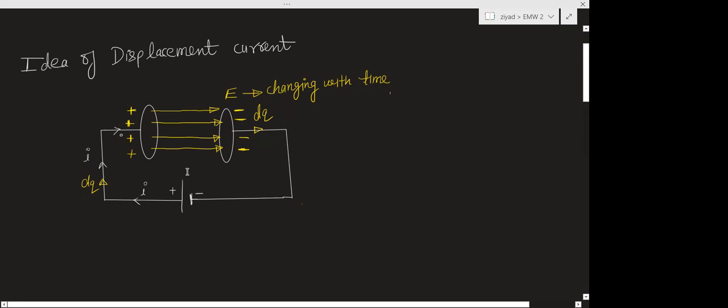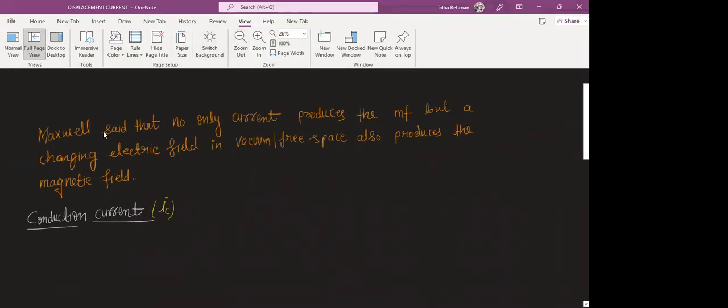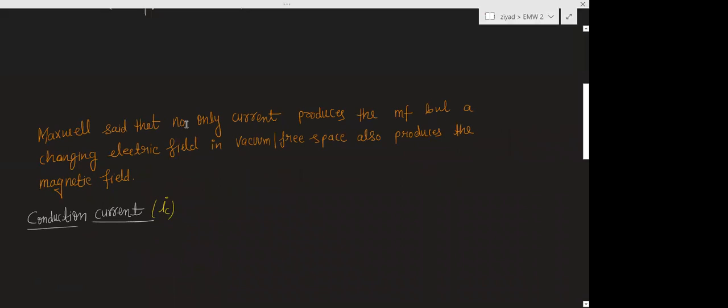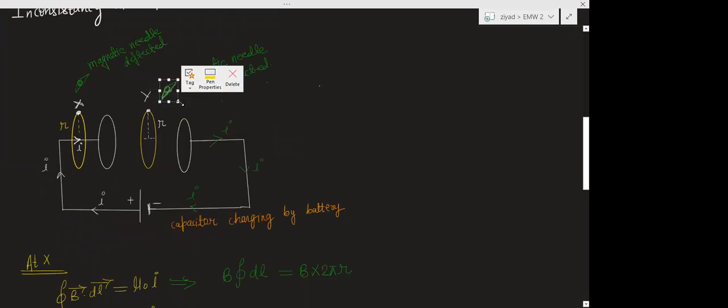After that, what Maxwell said is this: not only current produces the magnetic field, but a changing electric field in vacuum also produces a magnetic field. Now we got the answer. Earlier I told you, you can see here, that there is a magnetic field but there is no current. I have told you, right?